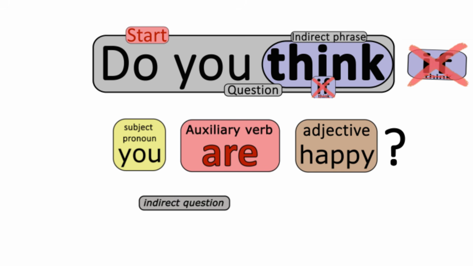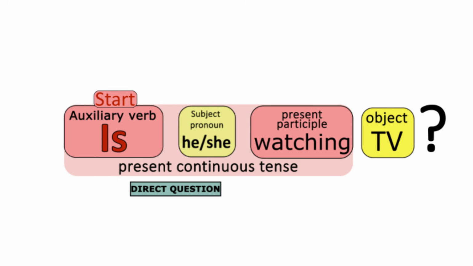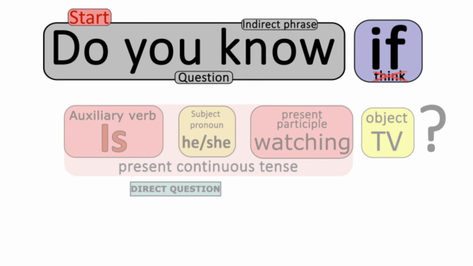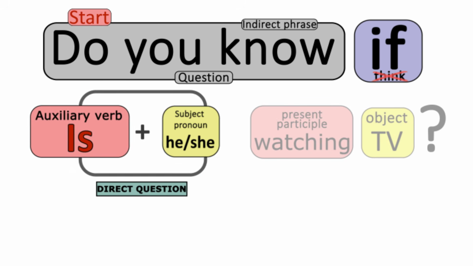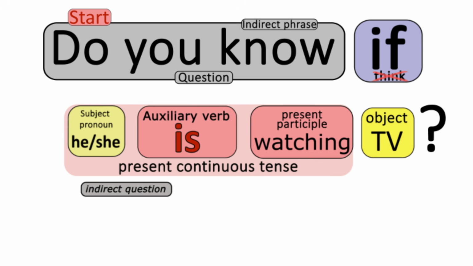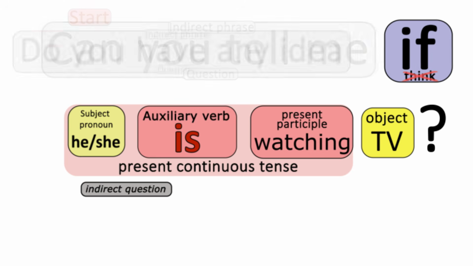And these kinds of direct and indirect questions can appear in any tenses. For example, is he or she watching TV? This is a direct question in present continuous tense. If we want to construct an indirect version of this question, we choose an indirect phrase, add if, invert our auxiliary verb and subject pronoun, and we now have a polite and indirect question. Changing the indirect phrase, we can create many different indirect questions.